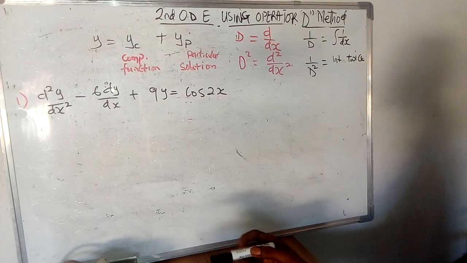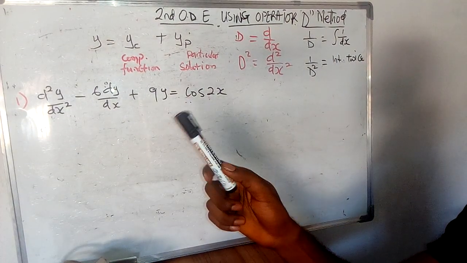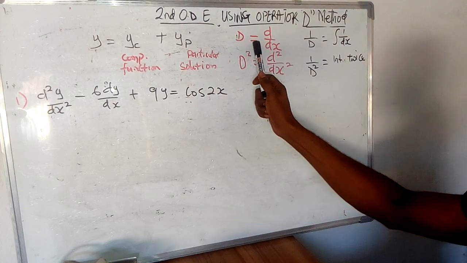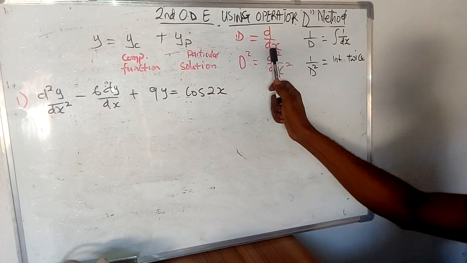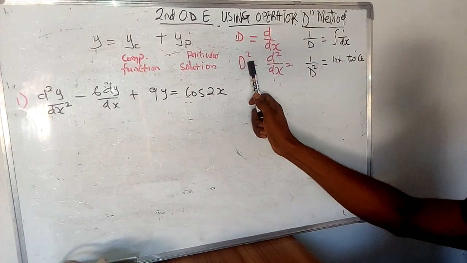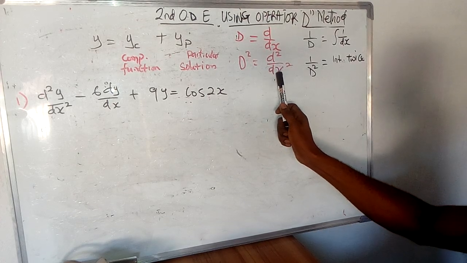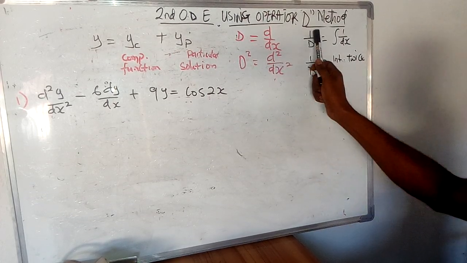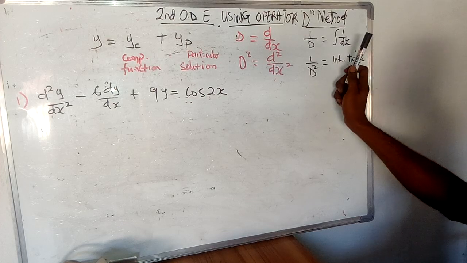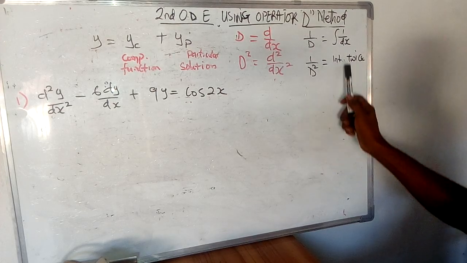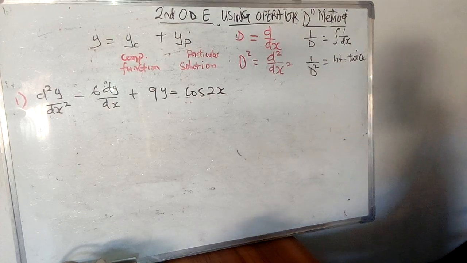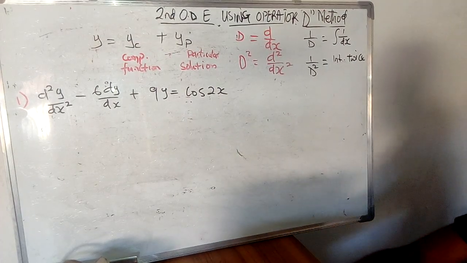Now, for the operator D method, there are just a few things to take note of. D means d over dx. D squared means d squared over dx squared. 1 over D means you are integrating once. 1 over D squared means you are integrating twice. Okay, let's quickly solve this problem here.